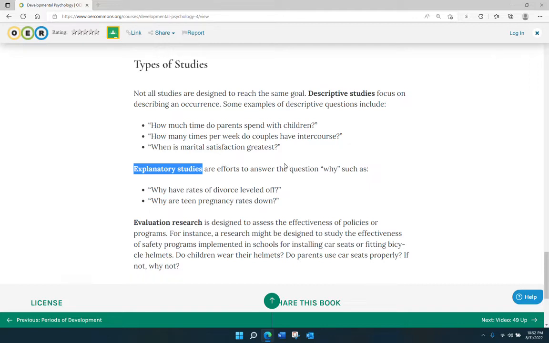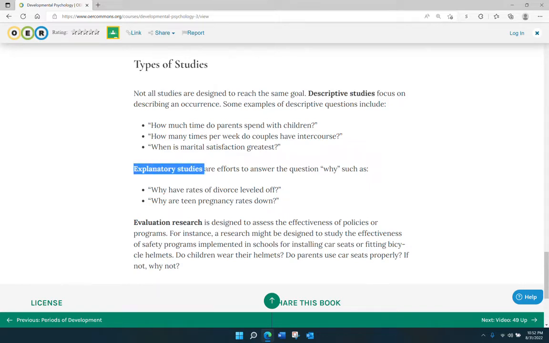So what I'll say is we kind of need both of these studies, but the explanatory studies are much more important, because you could spend all day describing changes over time, but if we don't know why those changes happen, it doesn't really matter that we know that they changed. That doesn't help us much. We have to know about how we can help people.